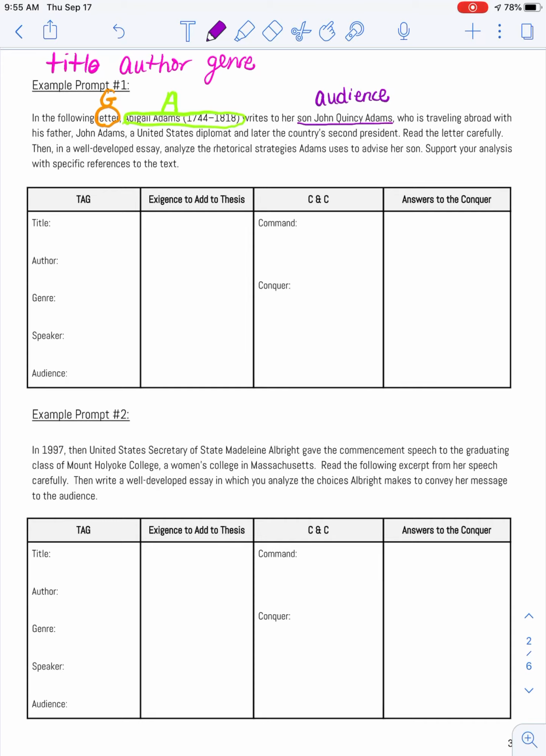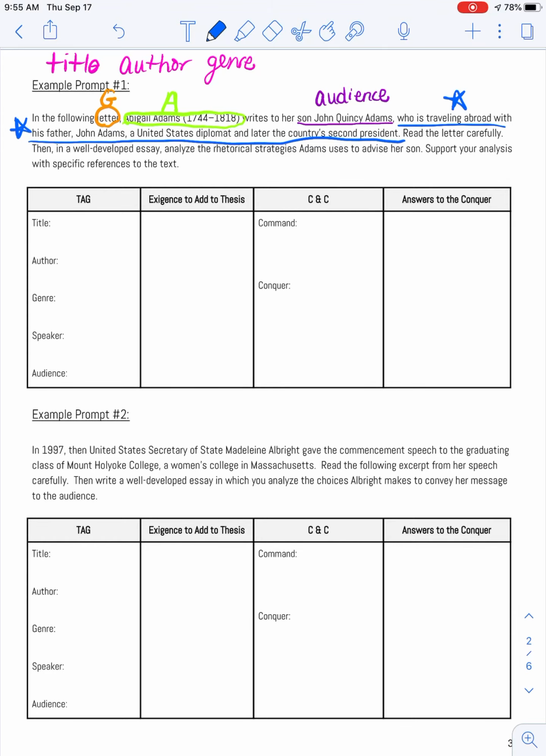Okay? And then what I'm looking for is exigence. So I'm going to go blue for my exigence. In this case, exigence is going to be any information about my author, any information about my audience, any information about something that's happening kind of in the world around us at this time. So what's important here, and I'm going to star this stuff, is to know that John Quincy Adams is traveling with his father, and to know that he is a diplomat at the time and that he is eventually going to become the president. That's exigent, so I'm labeling that with stars.